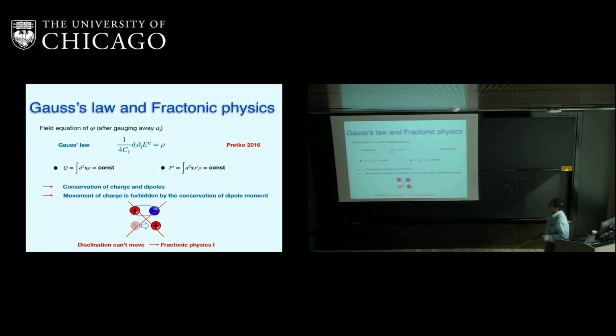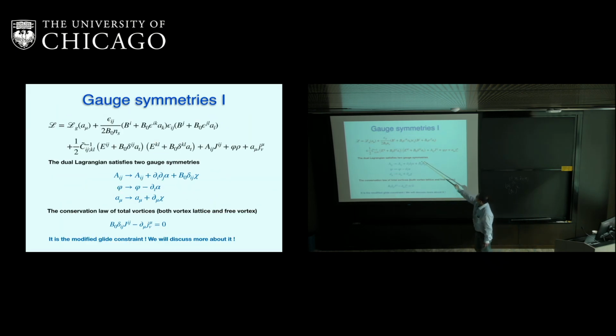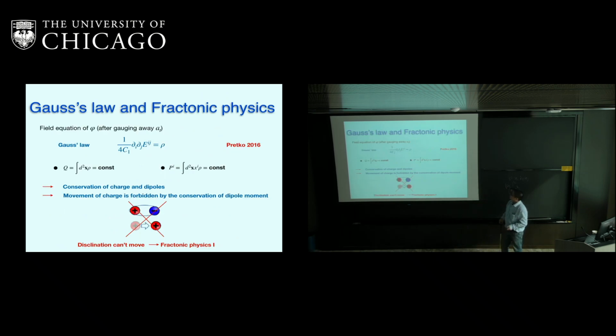Okay, so from this Lagrangian, after the equation of motion of the field phi, you have the Gauss law. In this case, the two derivatives act on E equal to the charge density. And from this, you have both charge conservation and dipole conservation. The conservation of the dipole suggests that the charge cannot move freely, because if the charge here moves to here, it's the same as creating a dipole. So it is not allowed, and this is the fractonic physics picture of elasticity. In this case, that means the disclination cannot move.